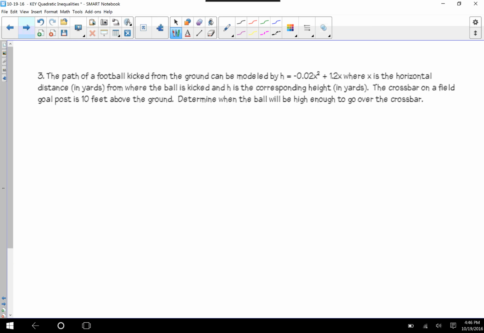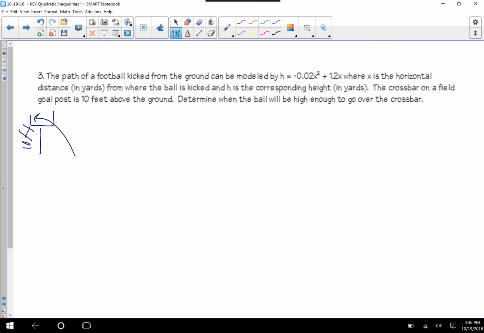Number 3. The path of a football kicked from the ground can be modeled by h equals negative 0.02x squared plus 1.2x, where x is the horizontal distance in yards from where the ball is kicked, and h is the corresponding height in yards. The crossbar on a field goal post is 10 feet above the ground. Okay, so if you don't know what that is, a field goal looks like this, right? And we kick the football through the field goal. So this is 10 feet high, right? So determine when the ball will be high enough to go over the crossbar.